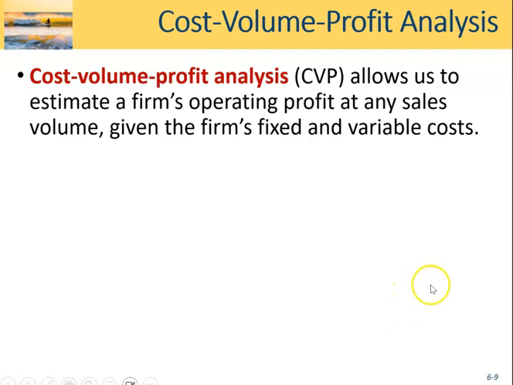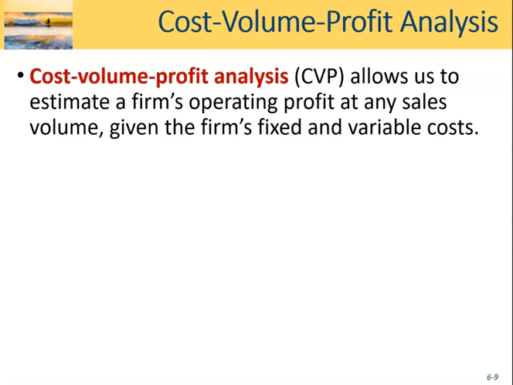Okay, so cost volume profit analysis. We're looking at the cost related to the volume of products that we're selling and comparing that to the actual profit that the company is making. It allows us to estimate a firm's operating profit, which would be your net income, at any sales volume given the firm's fixed and variable costs.